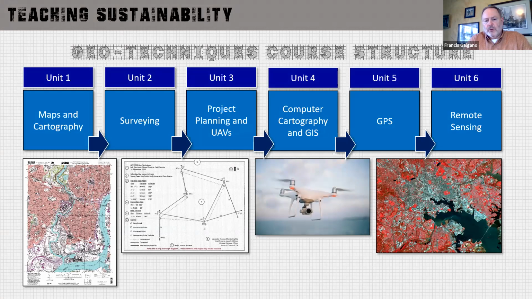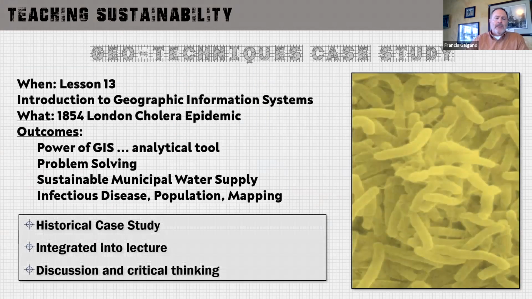This fall, we have computer cartography, digital elevation models, geographic information systems, GPS, and remote sensing. And the example I'm going to give you is from Unit 4. This is also a lab course where everything they do in the classroom is then practiced in the lab. So in Lesson 13, in the first of 2 lectures, the Introduction to Geographic Information Systems, I give them a case study from the 1854 London cholera epidemic.